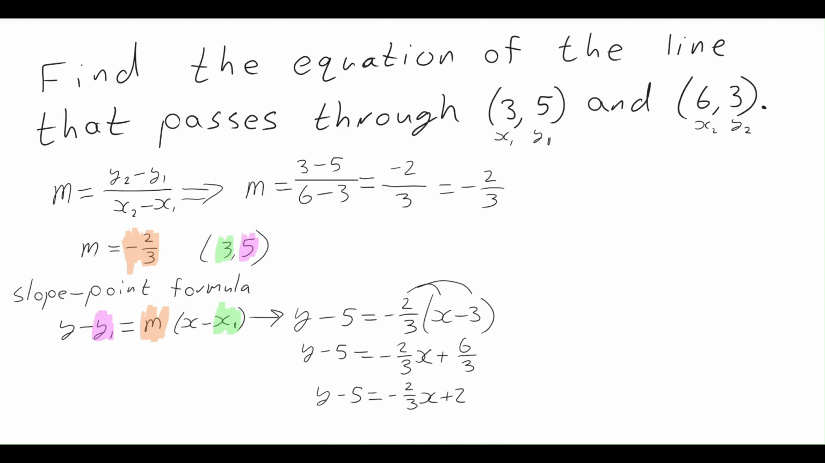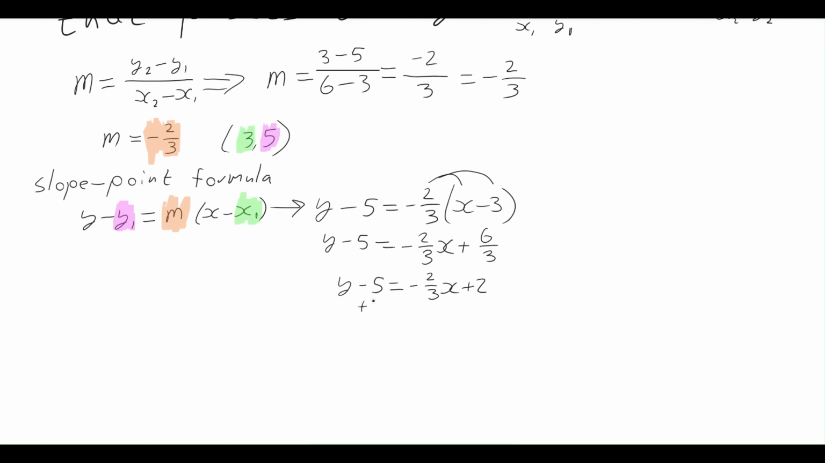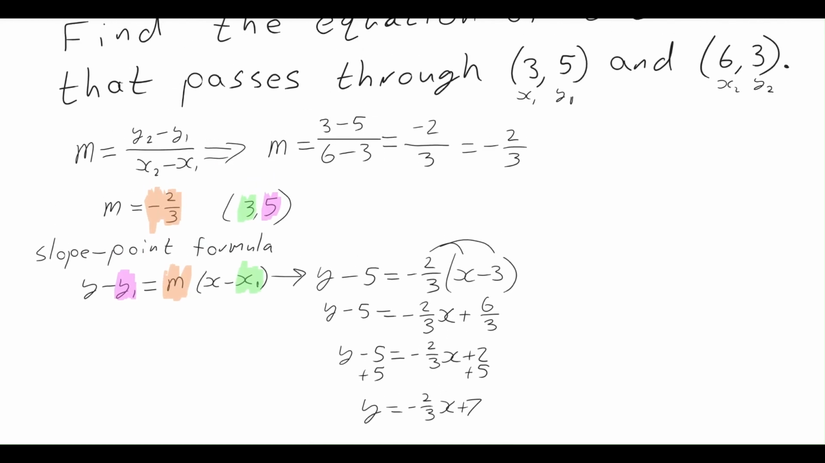Now we're going to add 5 to both sides. So our equation becomes y equals negative 2/3 x plus 7. And that's it. That's the entire equation that goes through the points (3, 5) and (6, 3). And that's currently in the slope-intercept form.